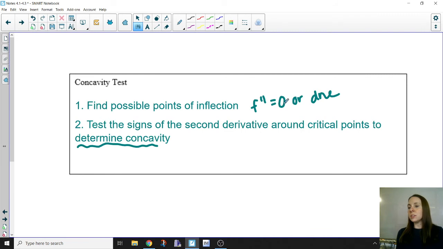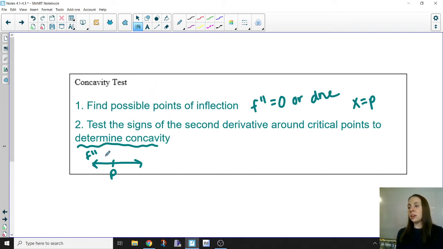So this is going to look really similar to our first derivative test, but I'm going to call it x equals p, meaning that's our possible point of inflection, instead of x equals c. And I'm going to do our little sign charts again because we're testing the signs of the second derivative. So this is an f double prime sign chart. However, the conclusions that we get out of it will be different because this is not testing for extrema. It is just to determine concavity, meaning how the graph curves.